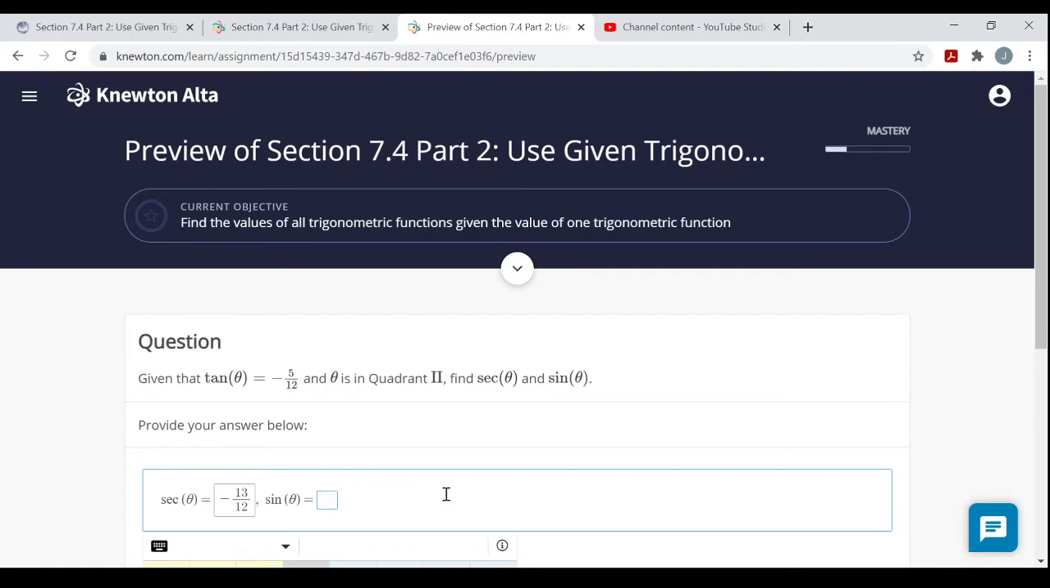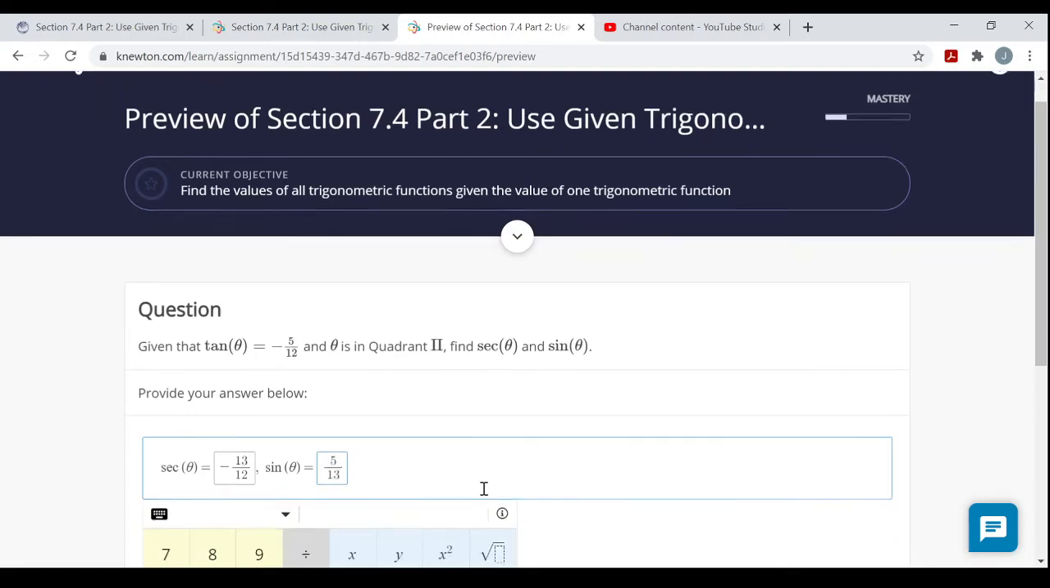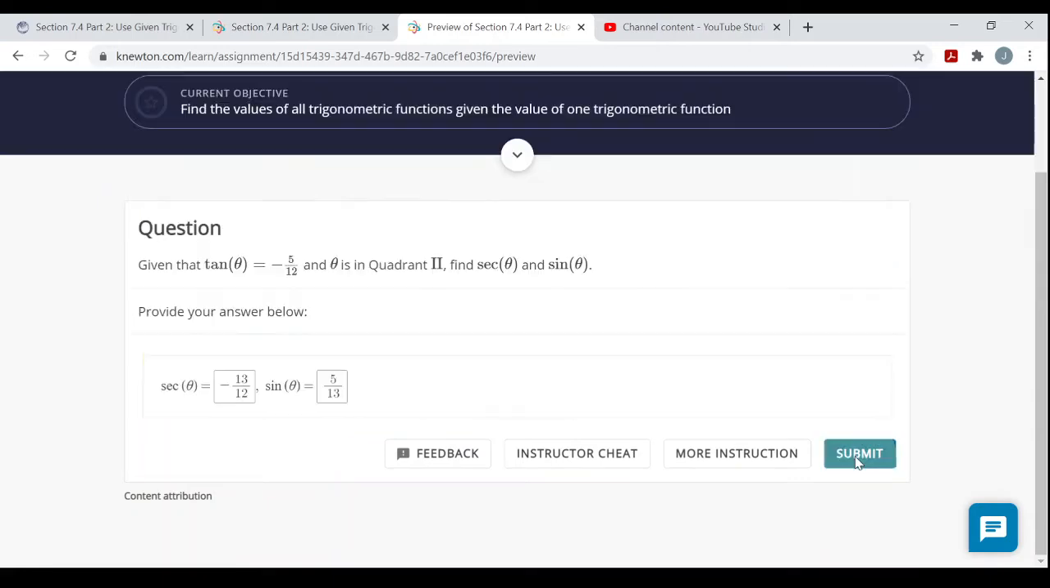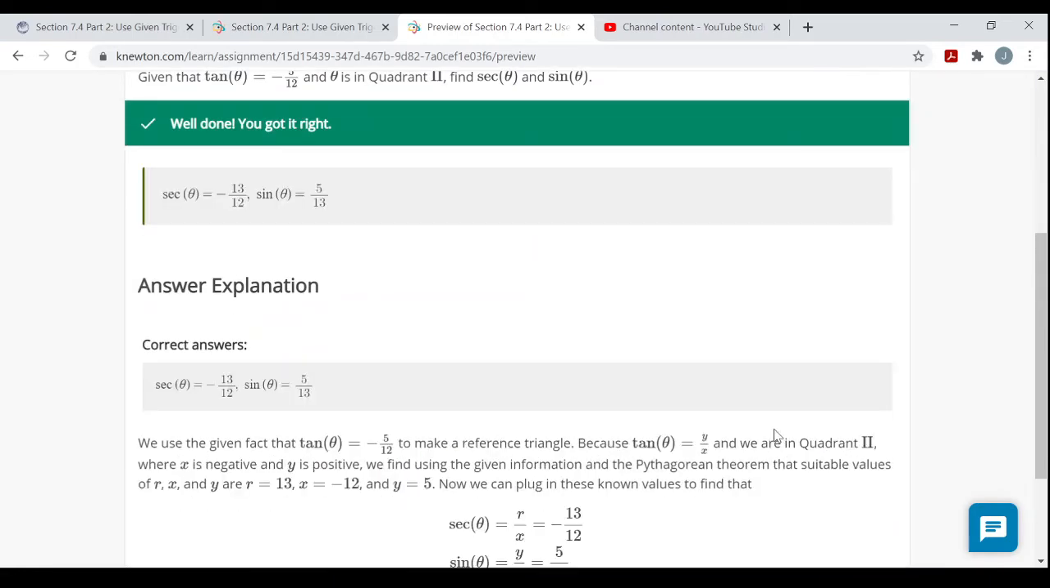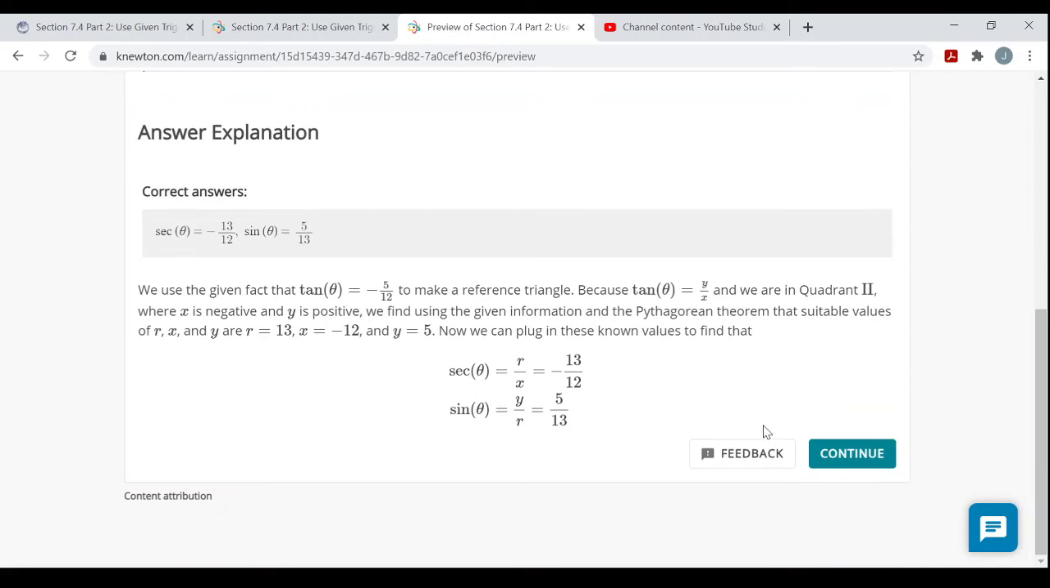And then they asked for the sine of theta. The sine of theta was the y-coordinate divided by the radius, 5 divided by 13 in my picture there. Positive. And there you go. I think they might use the identities. You could draw a picture though.